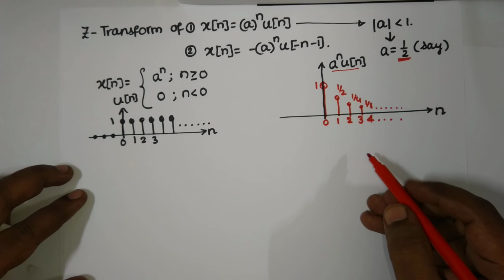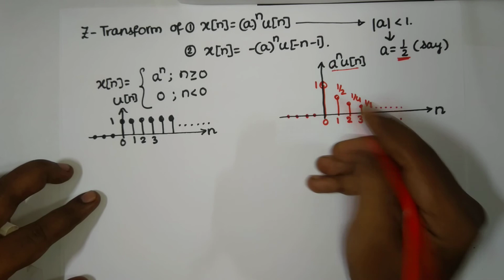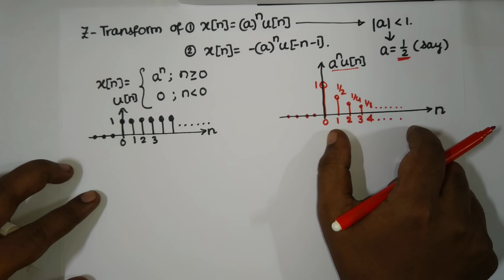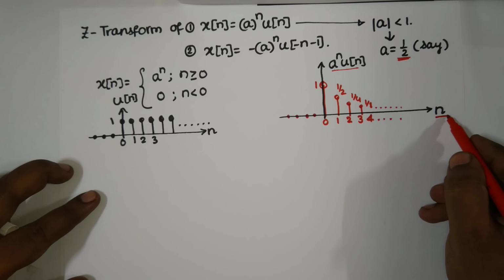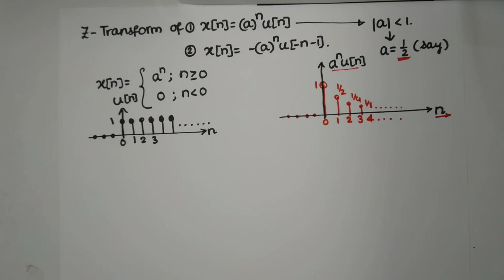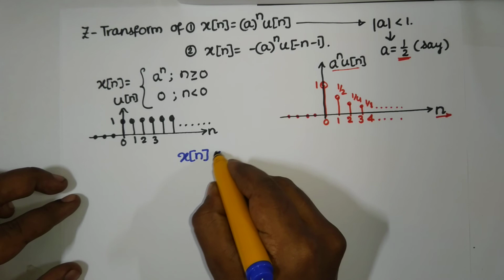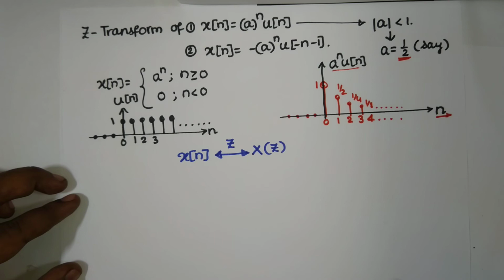So this sequence has life only on the right-hand side. Otherwise, we can say this is a right-sided sequence, or a causal sequence of infinite duration, where n may go up to infinity. Okay, so now the basic definition of the Z transform is as follows. For example, the Z transformation of a discrete time sequence x of n is X of z. This fact we are familiar with.